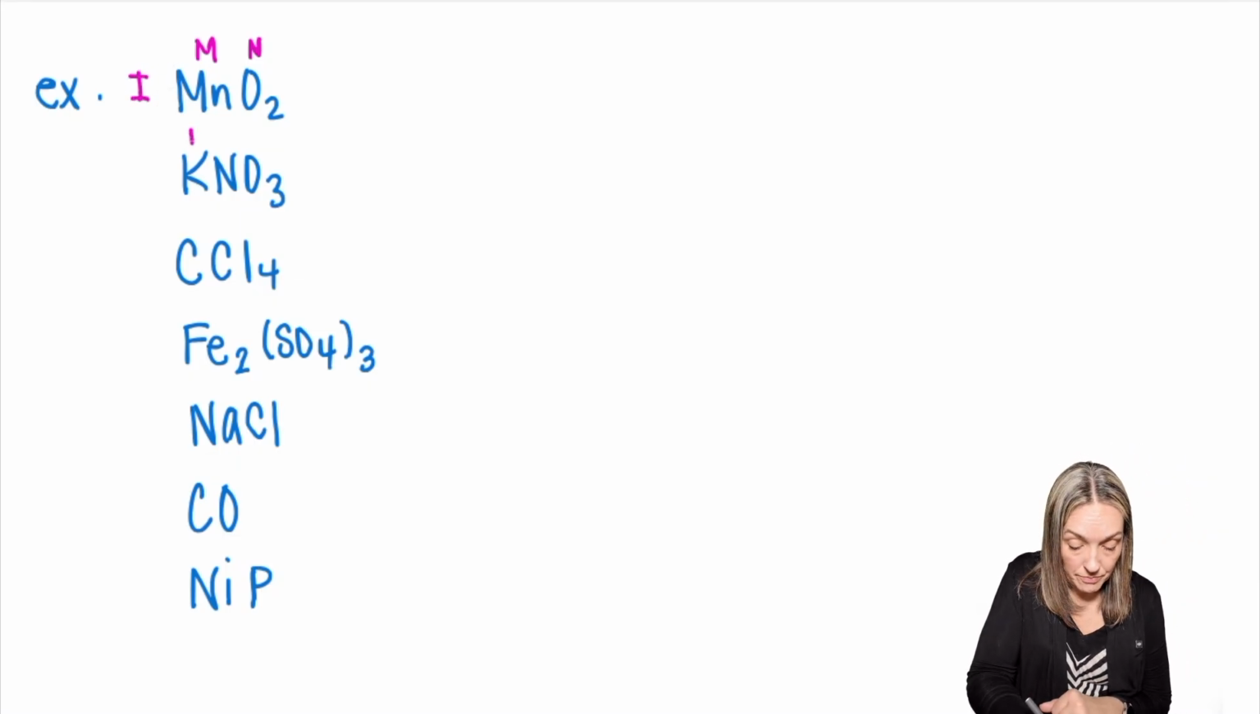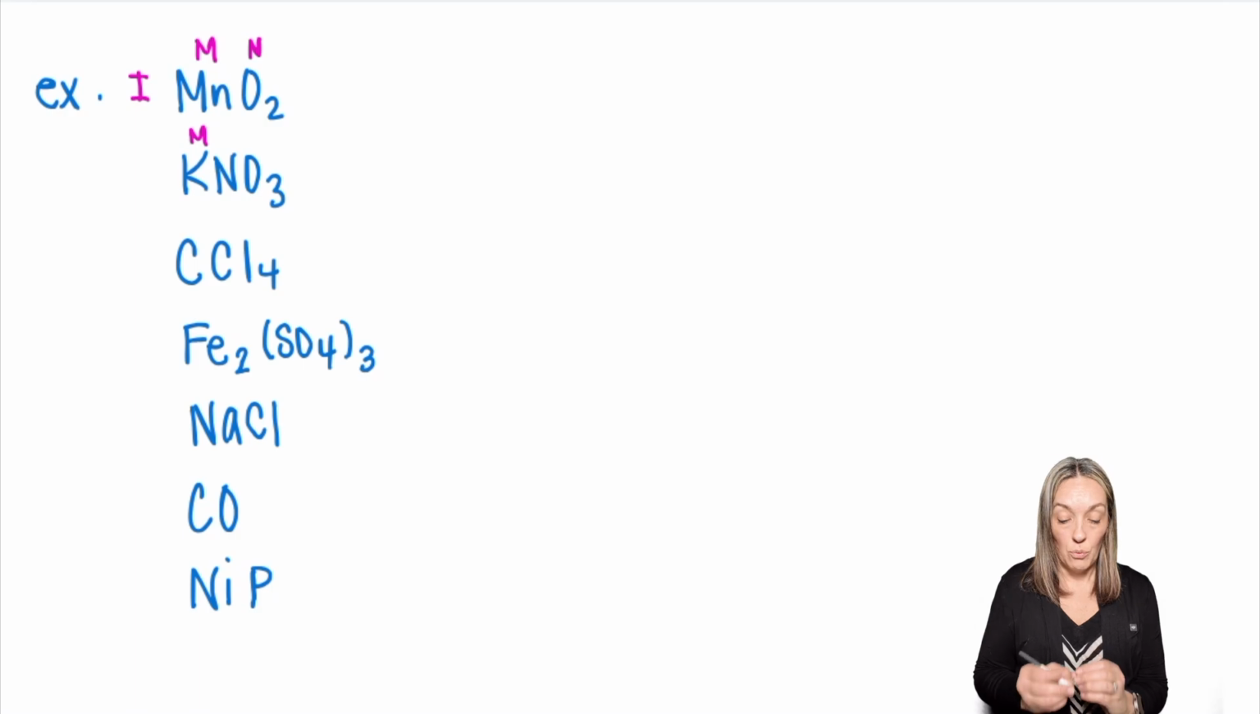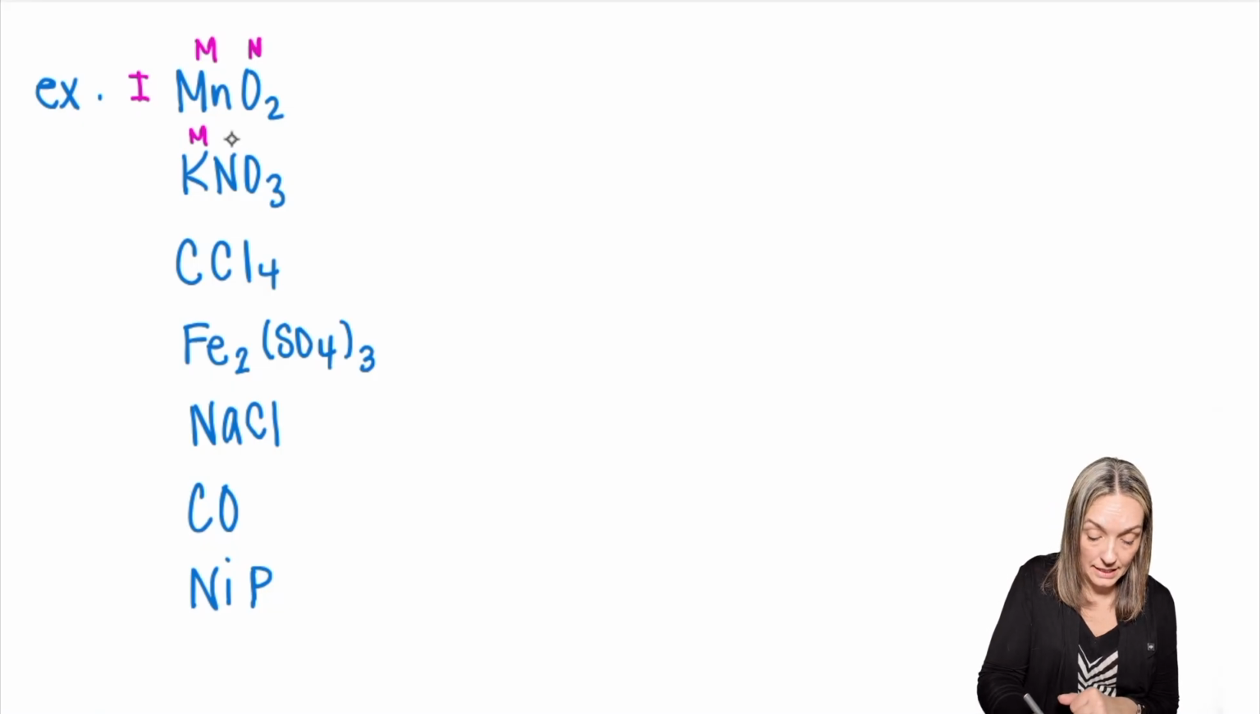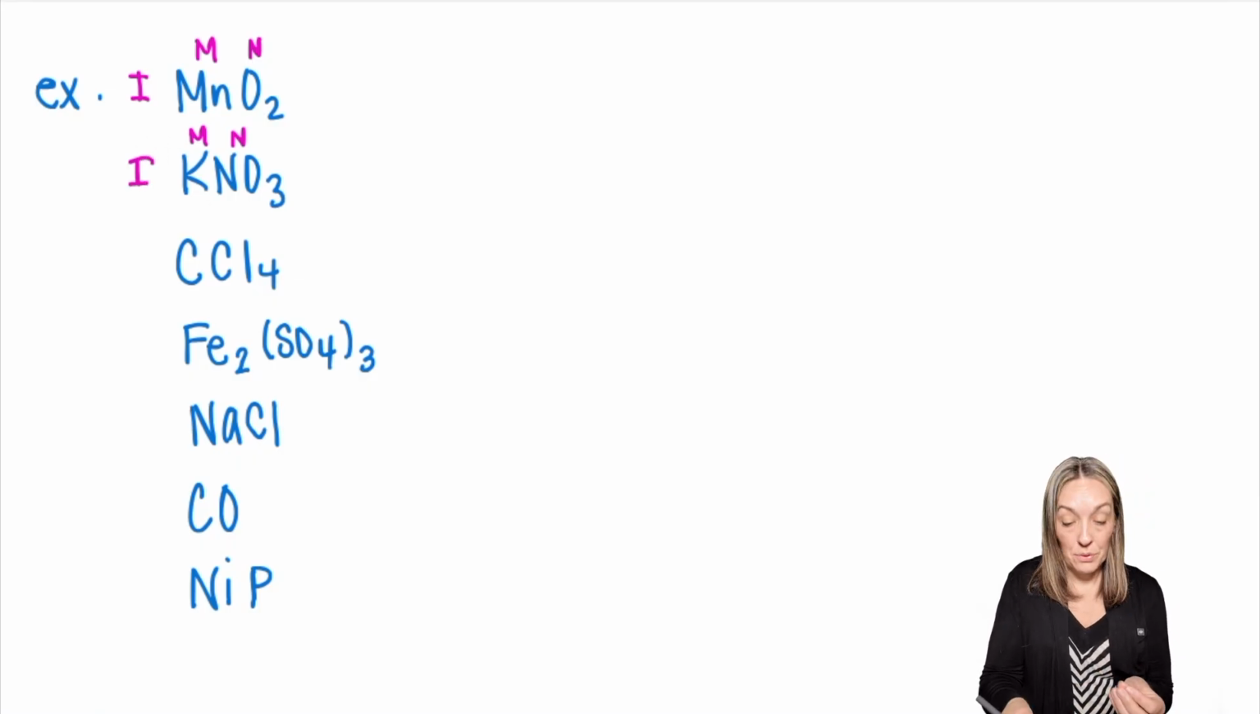K is a metal. Then I see NO3. When I have 2 or more elements in an ionic compound, that tells me that I have a polyatomic ion. So nitrogen and oxygen are both nonmetals. I'm going to label this as ionic. I'm going to go through and classify the rest as metals or nonmetals.